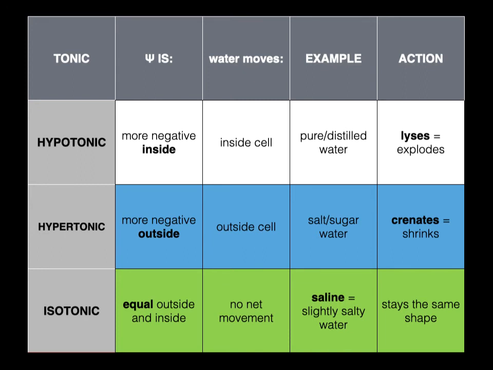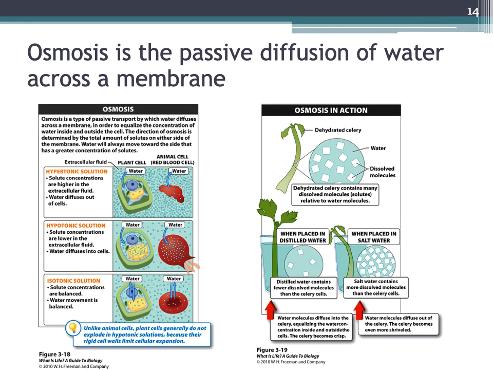Made a table for you. We've given quizzes over this in the past, and perhaps will again this year. Here's a nice picture showing the various tonics and what happens, and there are simple experiments you can do at home. Take celery, put celery in salt water, it gets all floppy. Put celery back into regular water, and it gets all stiff again, because of the amount of water that goes in and out.